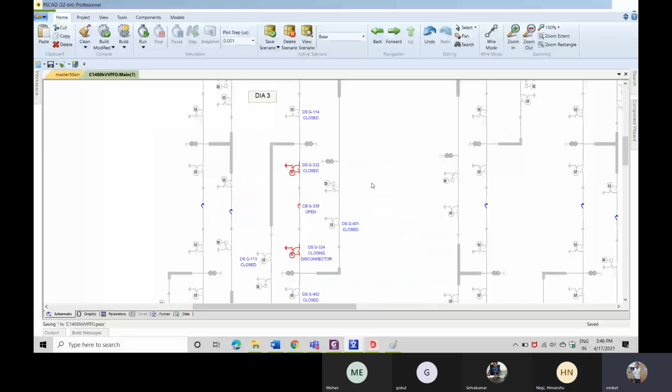Do you have any doubts? No, I don't have any doubt. The modeling seems okay, apart from the disconnector modeling. Of course, it's the same as before, but the disconnector is modeled in a detailed way.